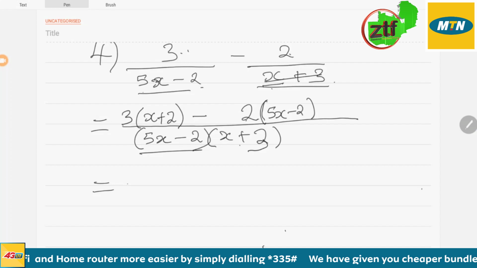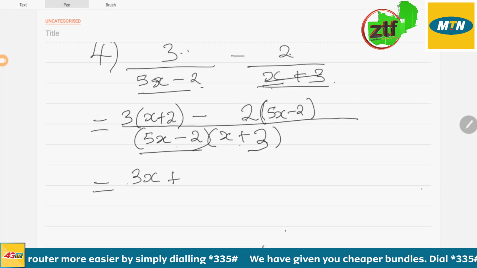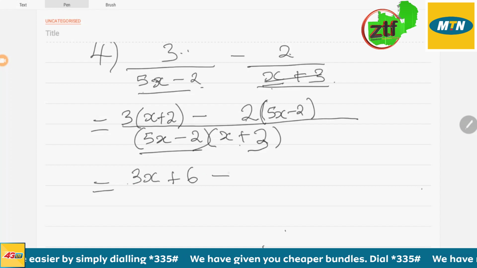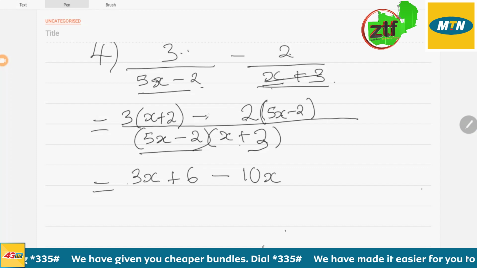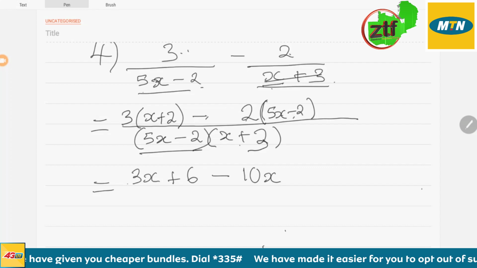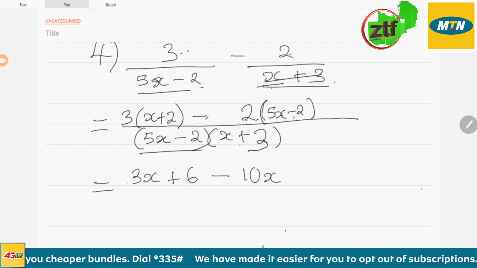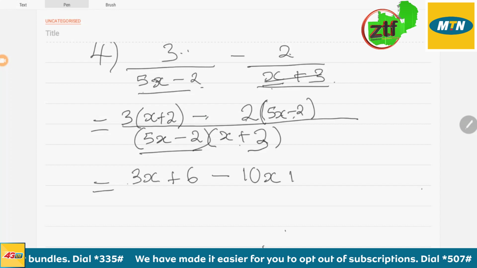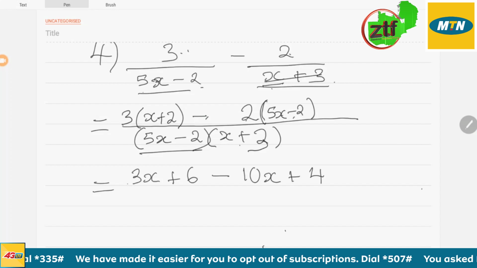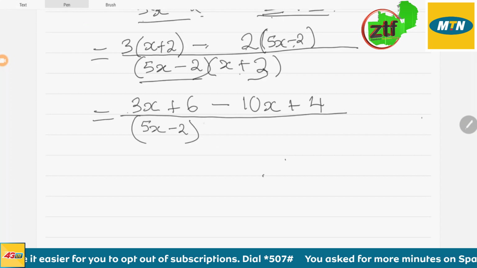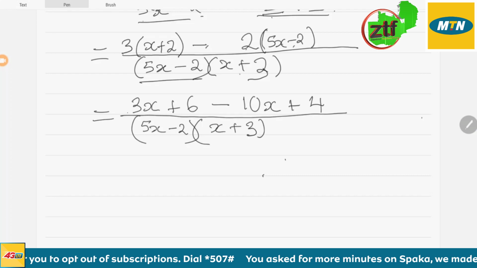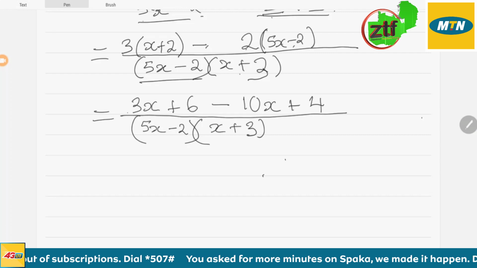3 times x, we are going to have 3x, plus 3 times 3, we are going to have 9, then minus 2 times 5x, we are going to have 10x. But please remember that this negative sign is being distributed even to that which is inside. So don't make the mistake of just simply getting this sign and putting it here. Negative times negative gives us positive, so 2 times 2 gives us 4. Everything should be under the common denominator that we've already found, which is 5x minus 2 and x plus 3. This common denominator just has to carry on. You don't need to struggle and do all that.